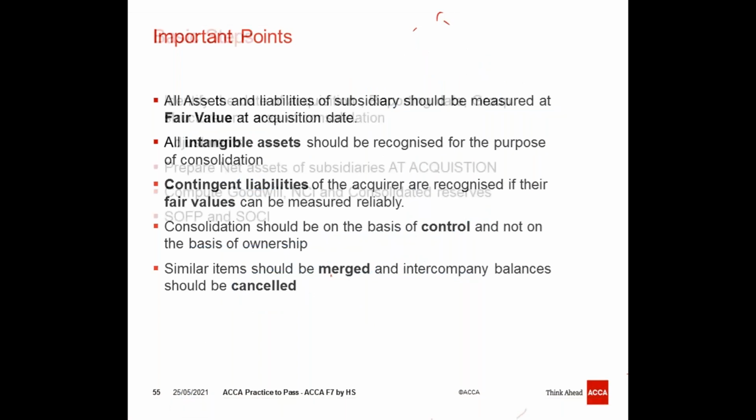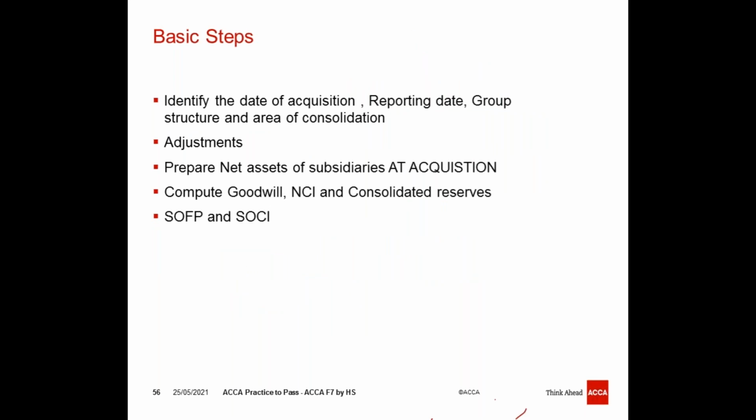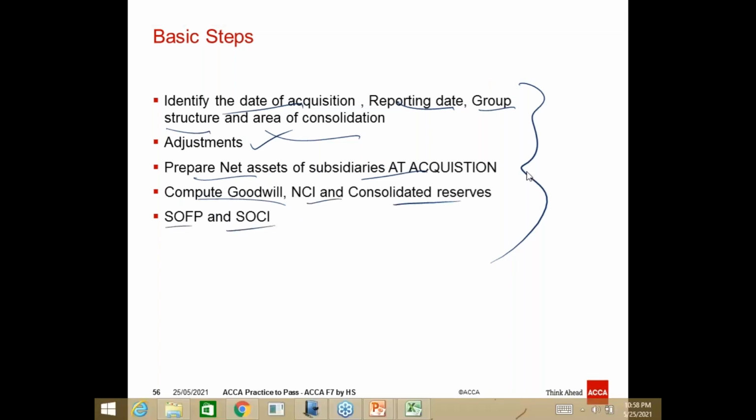Next point. So this is the basic structure. These are the steps that you need to follow when you are working on the consolidation. Identify the date of acquisition, a very important point, reporting date, group structure, area of consolidation like balance sheet or P&L, adjustments, prepare net assets of subsidiary at acquisition, goodwill, NCI, consolidated reserves, balance sheet, and P&L. Intercompany means, yes, between the parent and subsidiary.